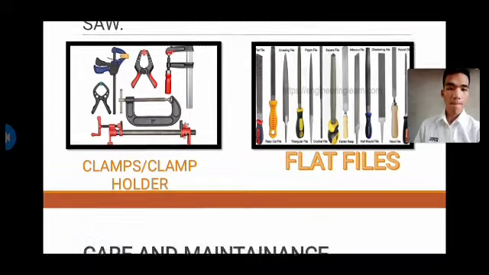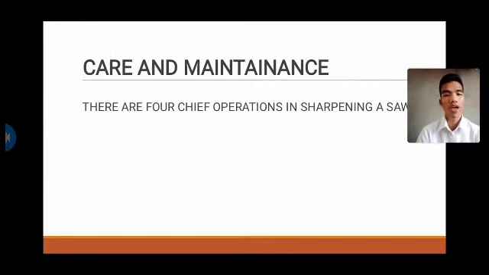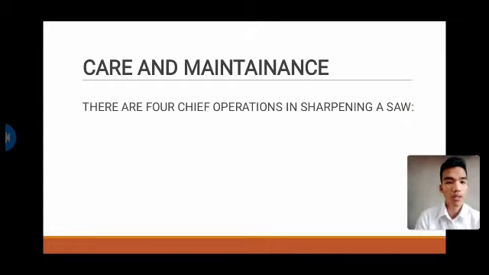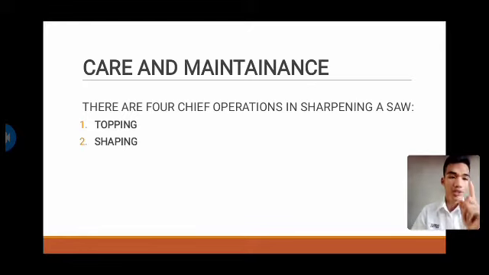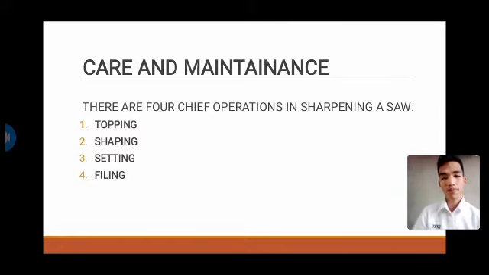So remember that those inserted pictures are very necessary. Proceed. And now I will discuss also how to care for and maintain the saw. There are 4 chief operations in sharpening a saw. Sharpening is caring. Sharpening is also maintaining. Number 1 is tapping. Another one is shaping, another one is setting, and the last one is filing. Now let us know what is tapping, what is shaping, what is setting.